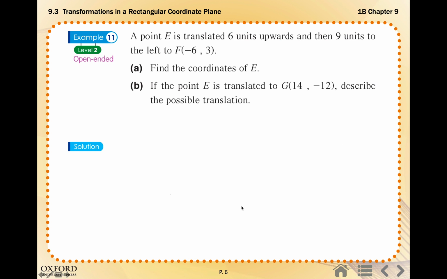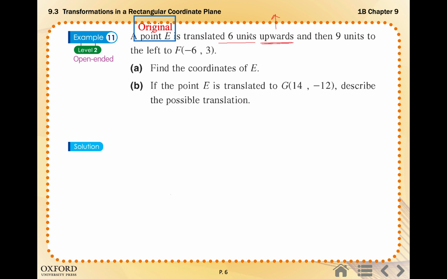And then let's look at another example, which is more complicated, because now you need to consider a point E is translated 6 units upward. That means this E is the original point, which is translated 6 units. So I have to maybe highlight the distance, 6 units, and also the direction, upward. After you see the word upward, you know that you should change the y coordinate because it is going up.